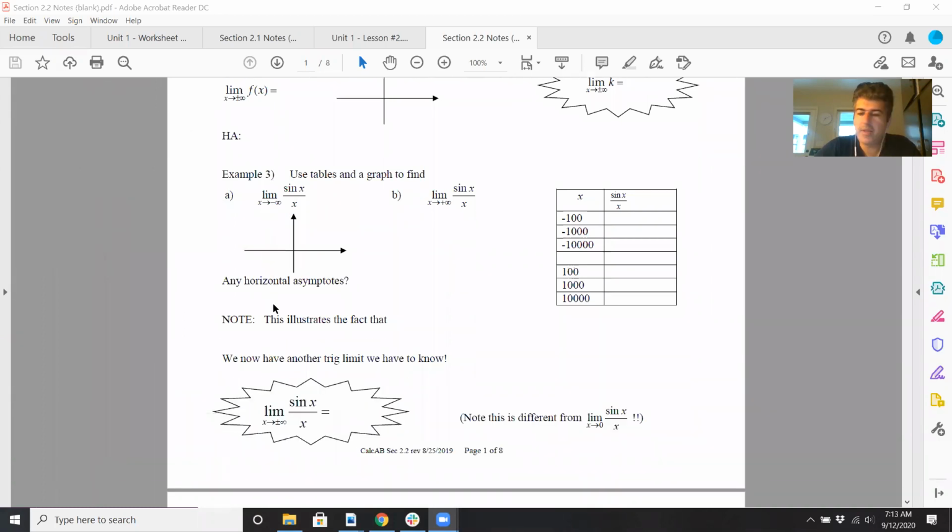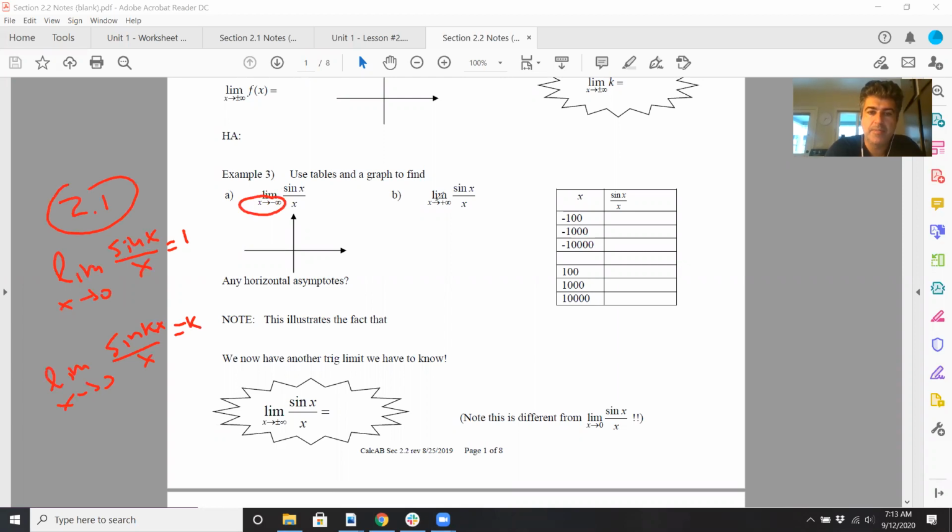So let's look at some other types of limits. What if we're doing sine x over x? Now, in the 2.1 video, the last couple pages, we talked about when x approached 0 of sine x over x, the limit was just 1. Or we had sine kx over x, it was going to be k. That was in 2.1. However, don't confuse this when x is approaching negative infinity or positive infinity.